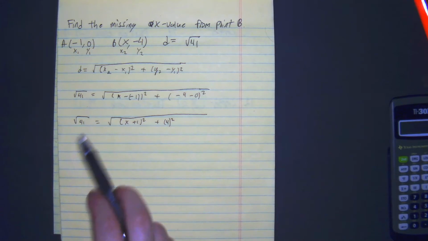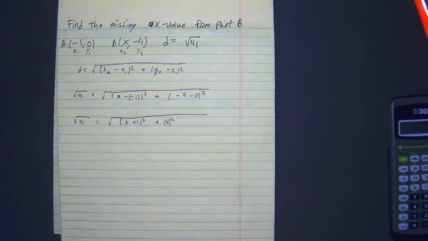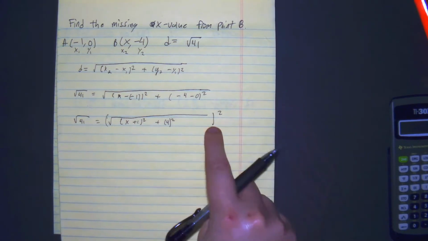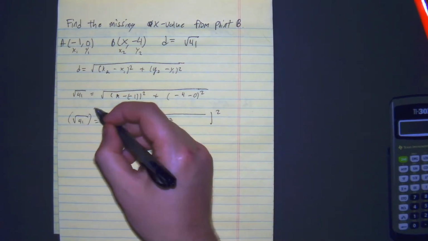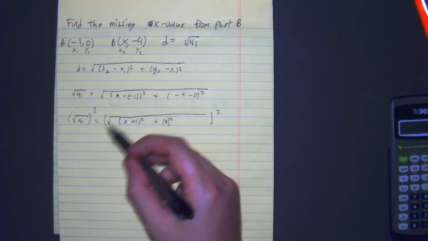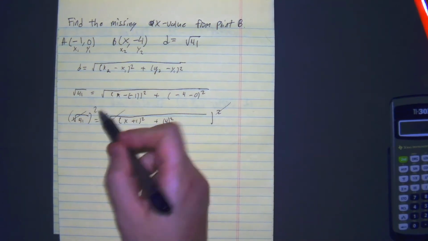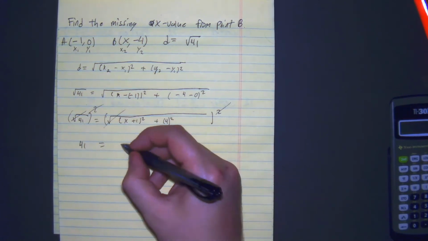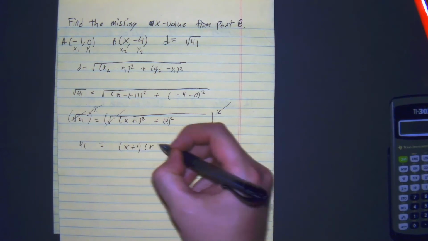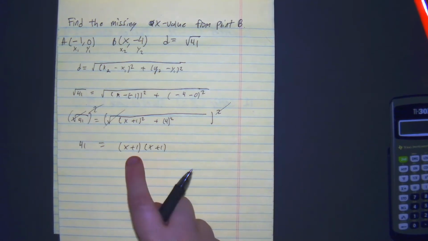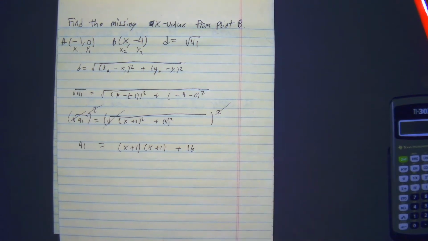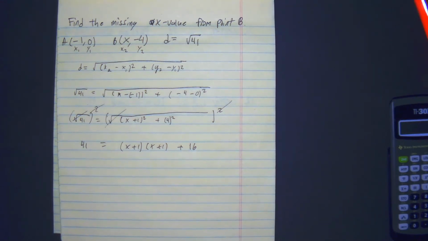First thing I need to do is get rid of these square roots because the goal is to find this x. So to get rid of this square root, I have to square this side. And since I square this side, I also have to square this side. Cancels, cancels, cancels, cancels. So now we're left with 41 is equal to x plus 1, x plus 1. So remember, it's multiplying. These two binomials are multiplying. Plus 16.